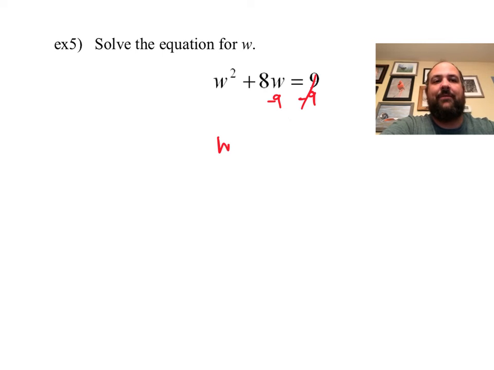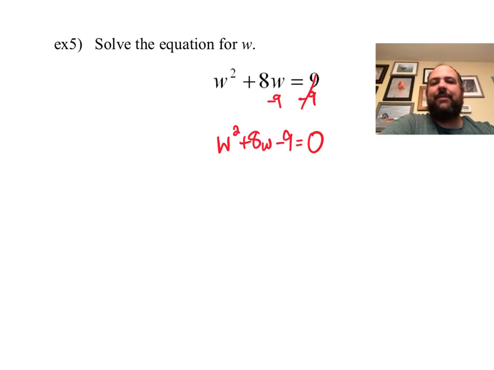That way we now have w squared plus 8w minus 9 equals 0. At that point, now I have everything on the same side. Now I'm going to factor. So go ahead and pause. Try this one on your own.